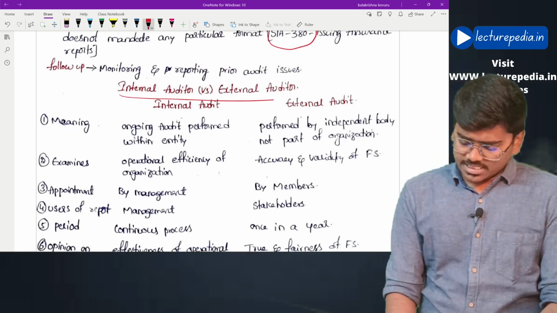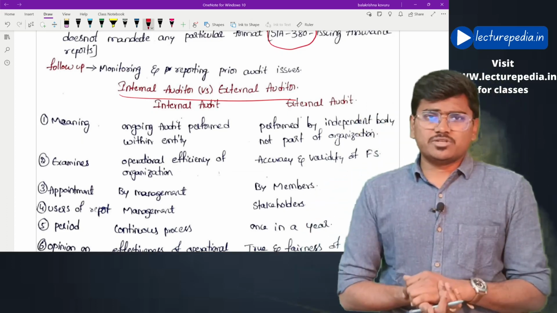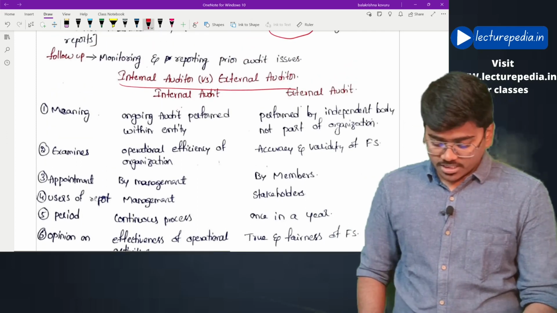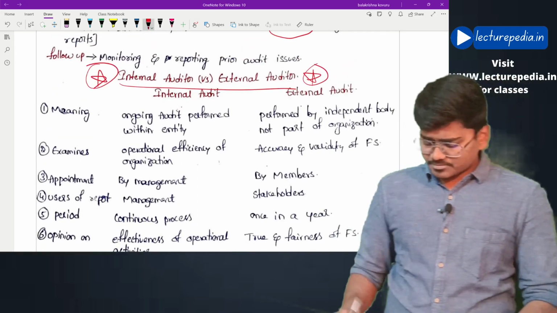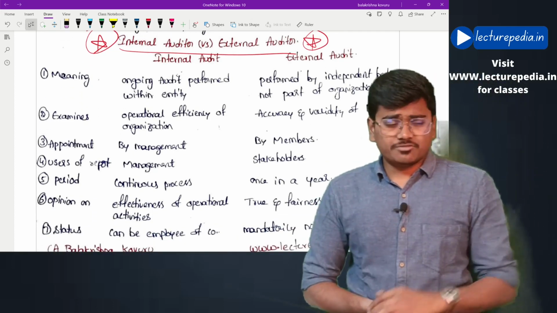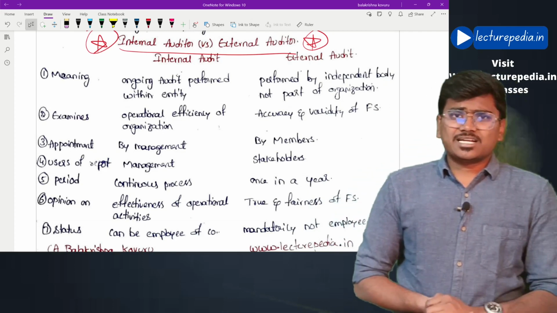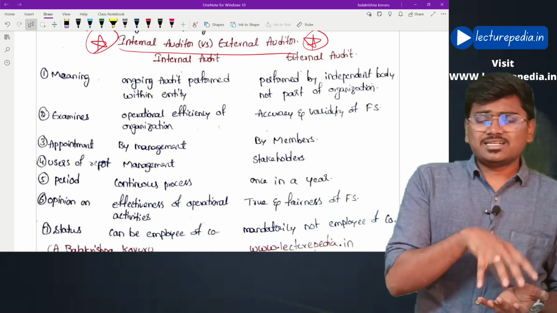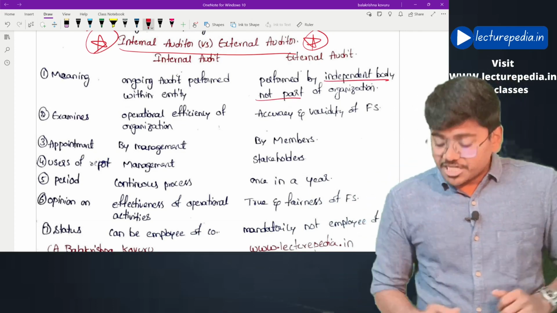Next, coming to internal auditor versus external auditor. What are the differences between internal auditor and external auditor? You can also mark this as important. Generally, internal audit is an ongoing audit which takes place throughout the year and will be mostly conducted by a person who is internal to the organization, whereas external audit will be conducted by an independent auditor.